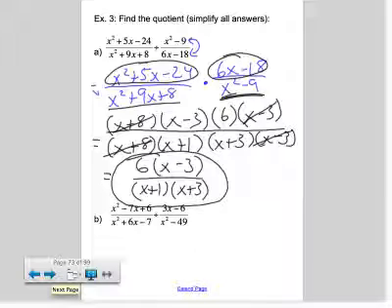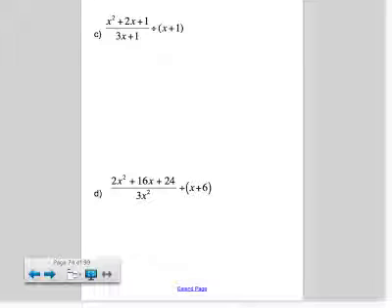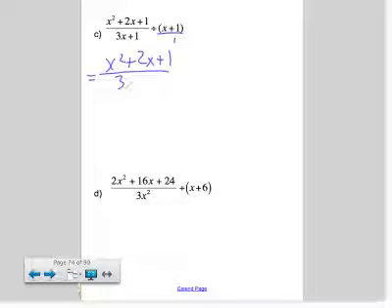Alright, I'll let you guys do part B there. I'll do one more example. I'm running out of room here, so I'll do part C. Okay, so the important thing to recognize is that this x plus 1 is over 1. So now when I rewrite this, I have x squared plus 2x plus 1 over 3x plus 1. And now when I change this to multiply, these two just flip-flop. So it's 1 over x plus 1.